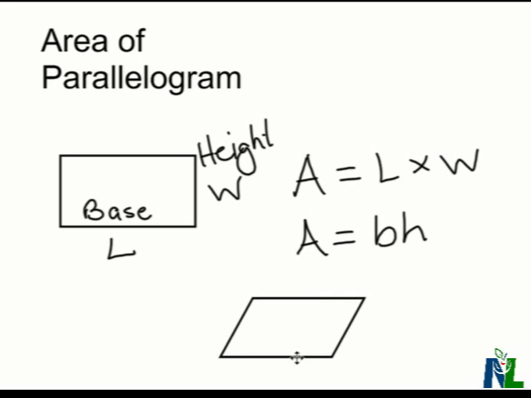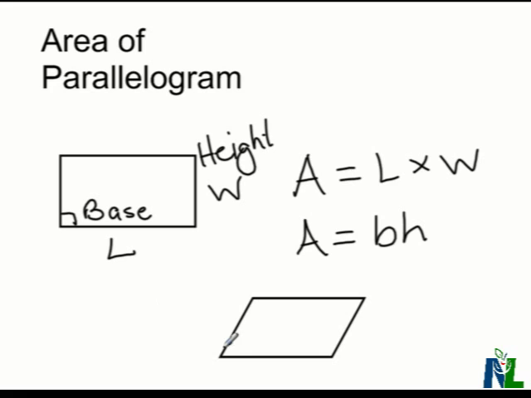Okay, and it looks pretty similar to a rectangle. The only difference is, of course, that the sides do not meet at a 90-degree angle, whereas in a rectangle, they are exactly at 90 degrees. And the base and the height must always meet at 90 degrees. So that kind of leads us to believe, how is the parallelogram like a rectangle?